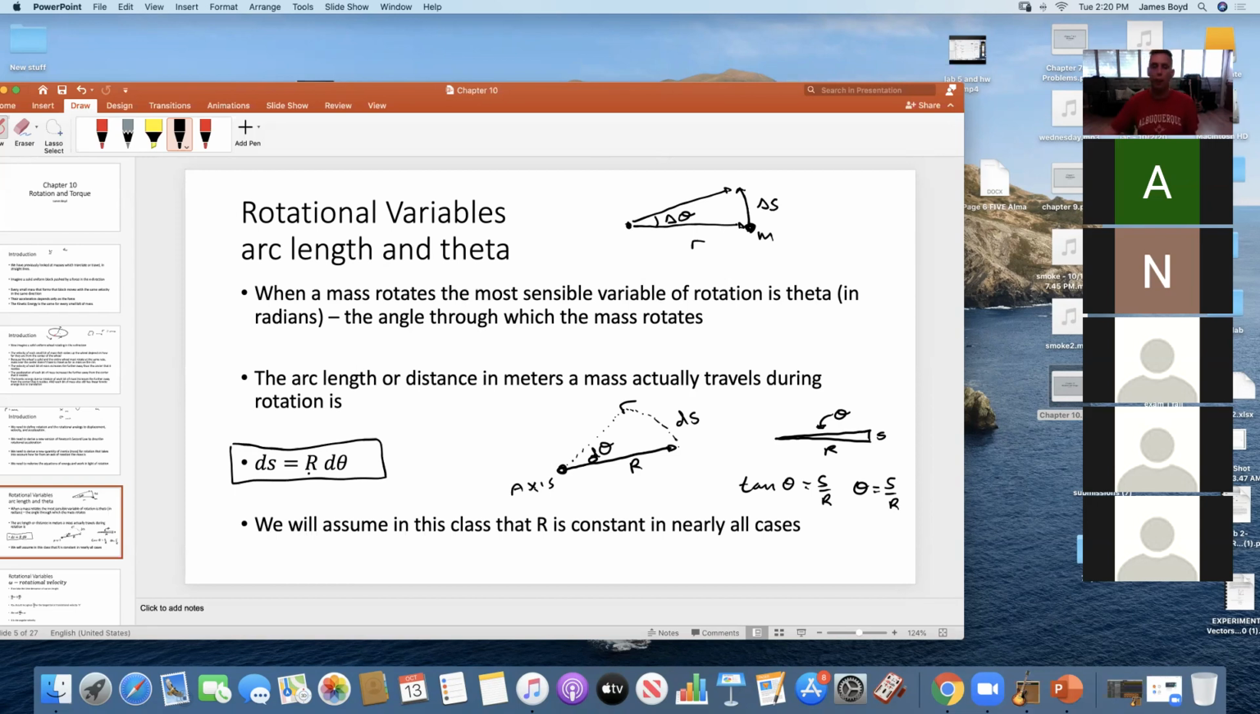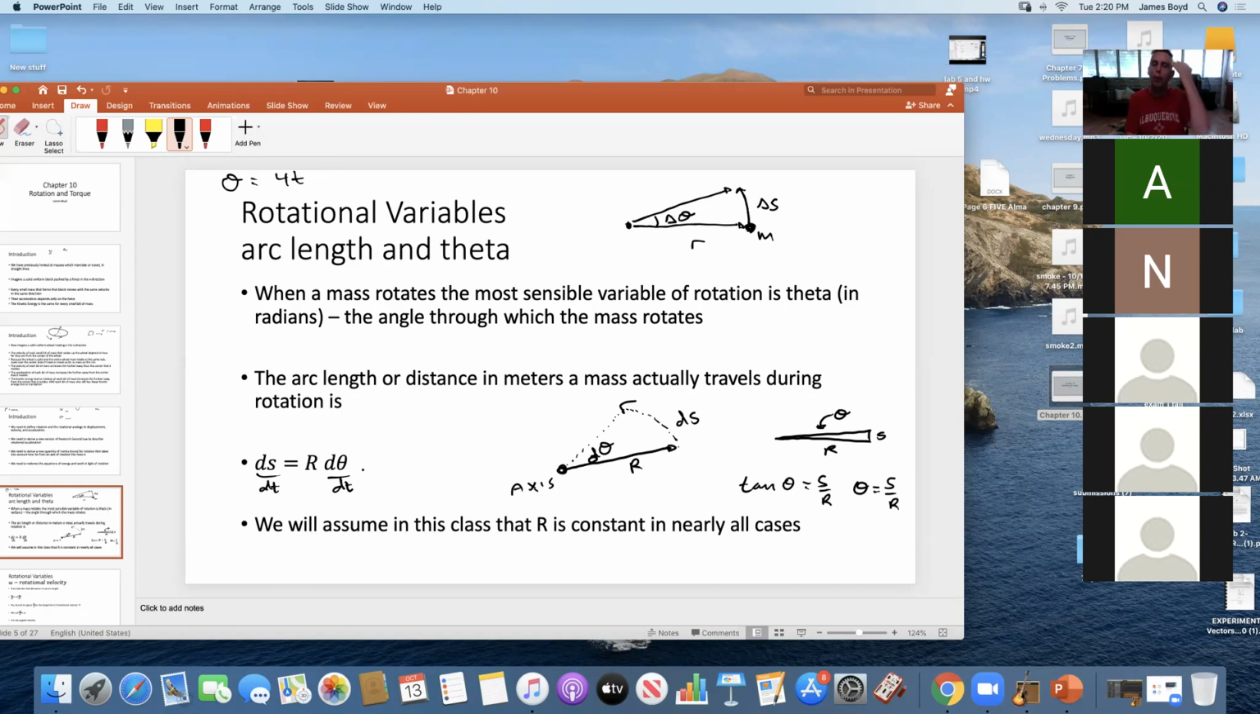Now that we have that, we can do a couple things. We can actually take a time derivative of both sides, and we're going to do that next. Remember that the time derivative means that if we had something like theta is equal to 4t, taking the time derivative would give us 4.